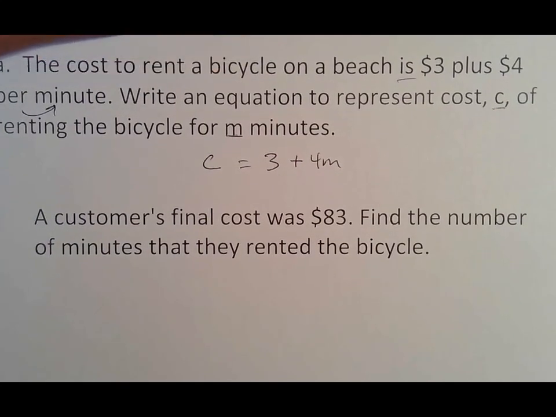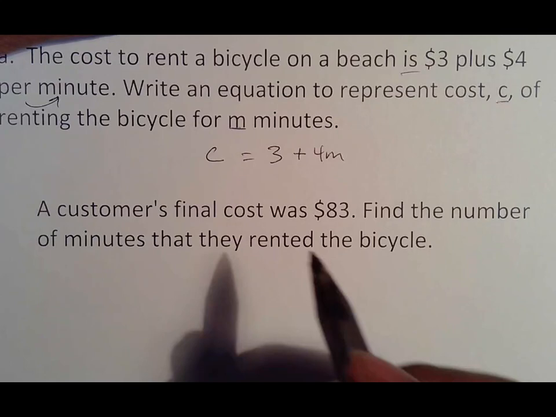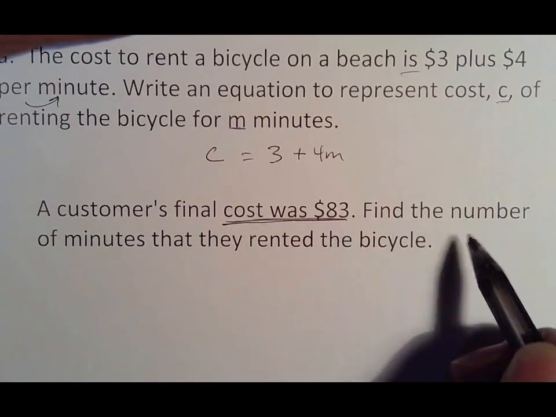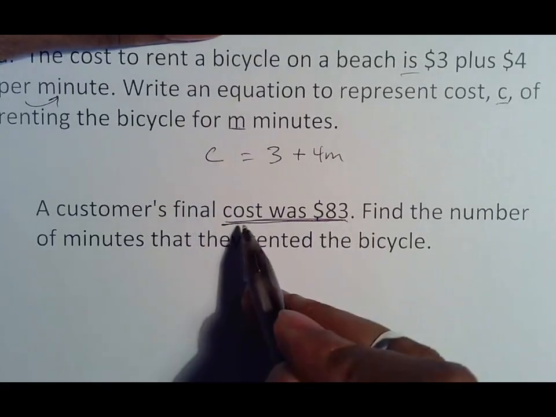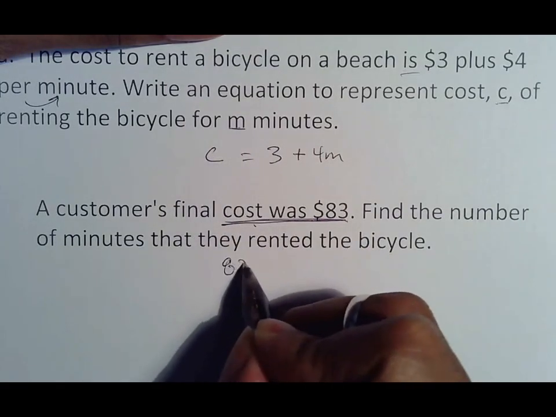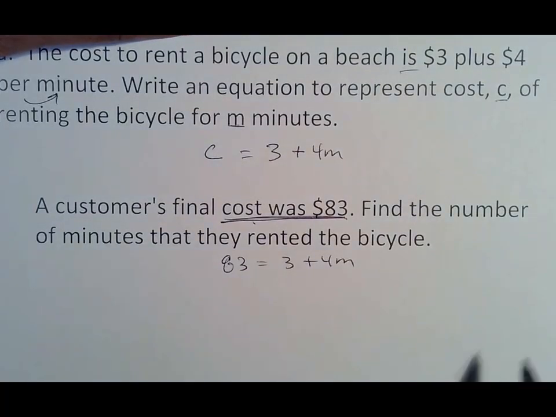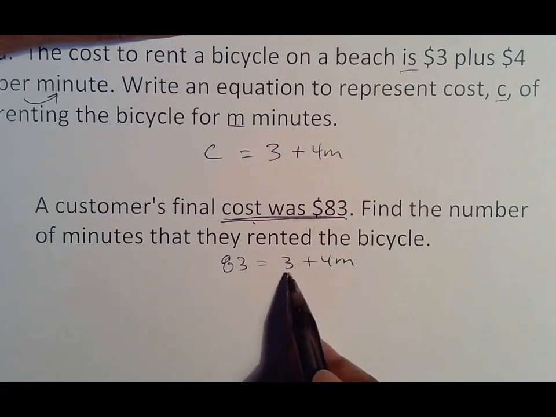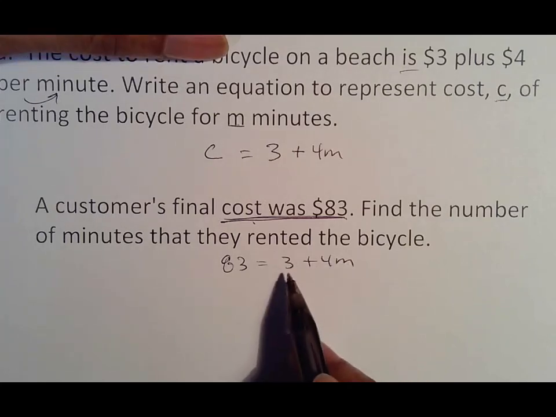That's all. If the customer's final cost was $83, find the number of minutes they rented the bicycle. What they're telling us is that the cost was 83. So what you'll do is take the 83 and plug it in for the cost, which means you'll turn it into 83 equals 3 plus 4m. From there, the two numbers are the 3 and the 4, and even though it's backwards, it would usually be 4m plus 3.